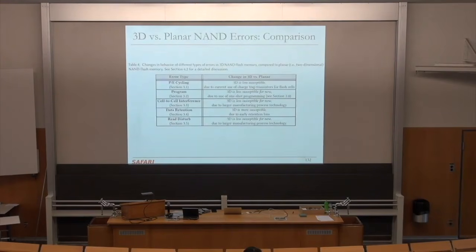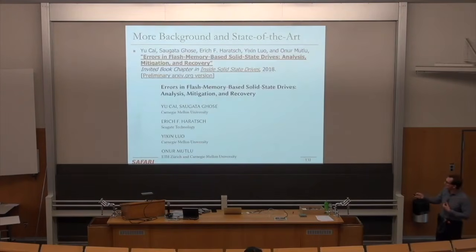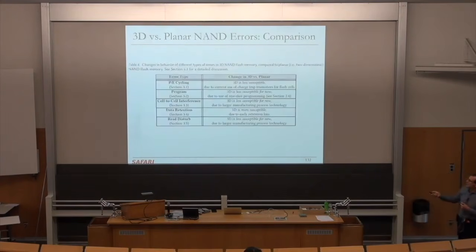So now let's take a look at the comparison of some of these errors that we've studied. Program erase cycling, I'm not going to go into detail, but this is discussed in that paper that I mentioned over here. Program erase cycling, it turns out, is wear out. 3D cells are less susceptible because charge trap transistors that are large are good for now. So this is not as big of a problem at the moment. But as the cell size scales down, this is going to be a bigger problem, as we discussed.